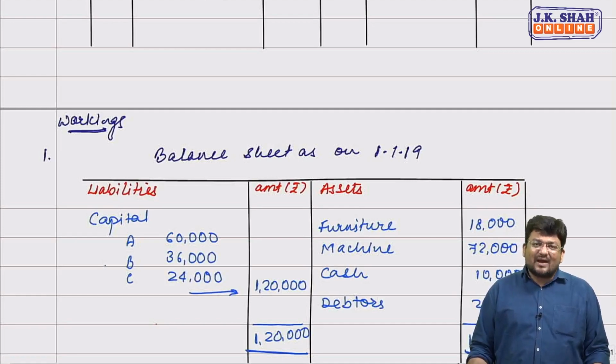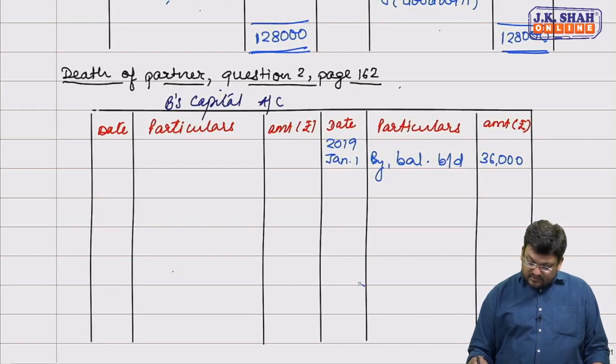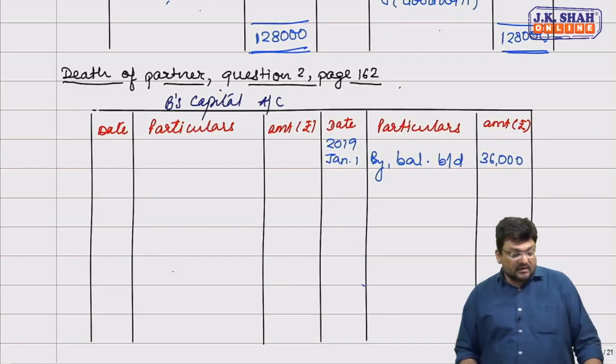So we now have B's capital. We now have B's capital on 1/1/19. B's capital in business was 36,000, sir. How much was B's capital in the business? It was 36,000, friends. Correct?